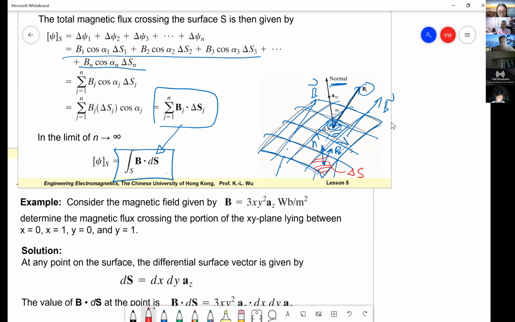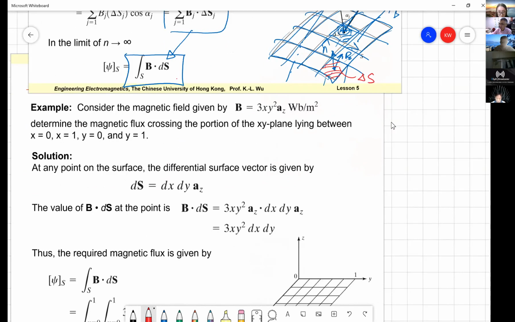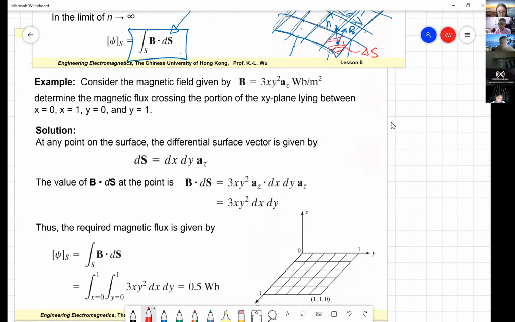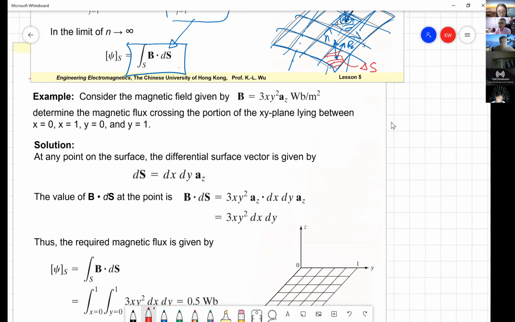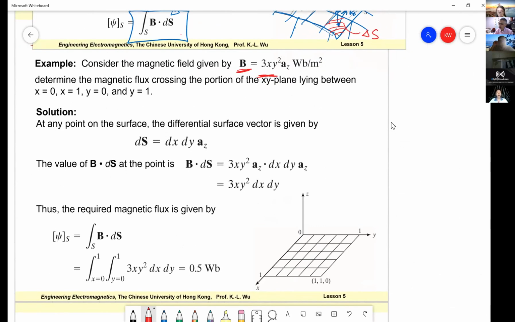Okay, for surface integration. So let's have examples then. Let's say we have a magnetic field given only in that direction. This is easy, the dot product is easy. That is a function of X and Y. Then we also define an area.